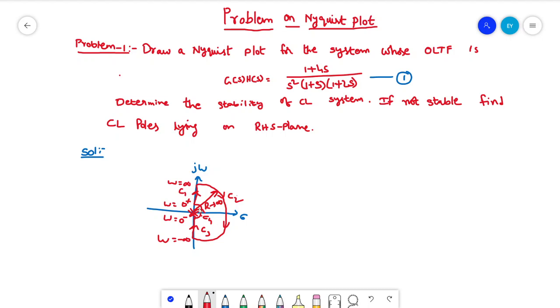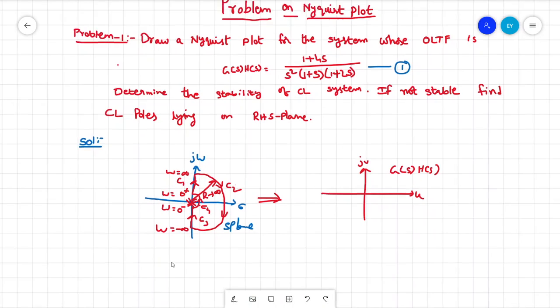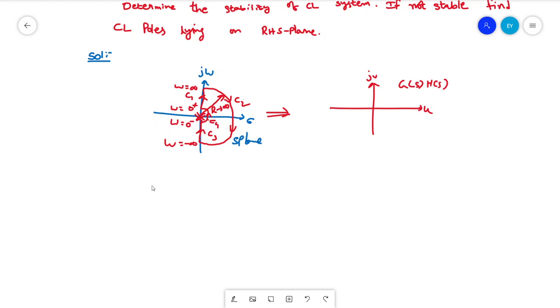What we need to do is estimate the mapping of the S-plane into the G(s)H(s) plane. We need to map this whole thing into the G(s)H(s) plane, with the imaginary axis and the real axis. While mapping the S-plane to the G(s)H(s) plane, initially we'll consider case 1, C1, where omega varies from 0 plus to infinity.